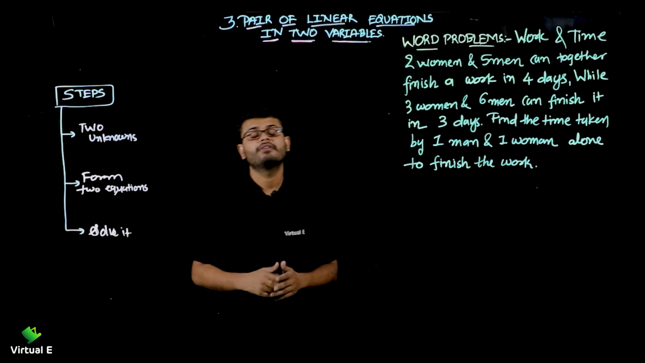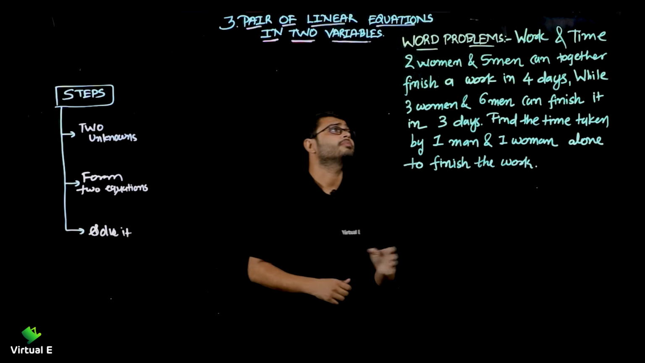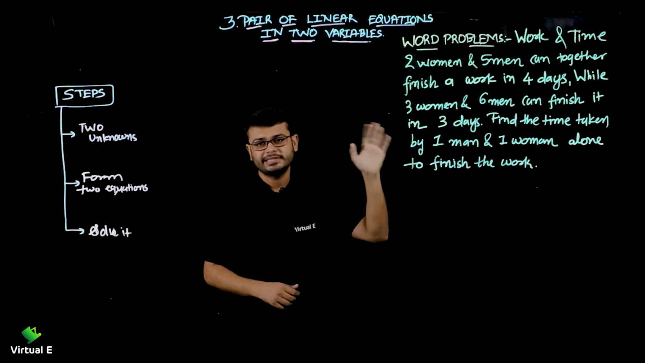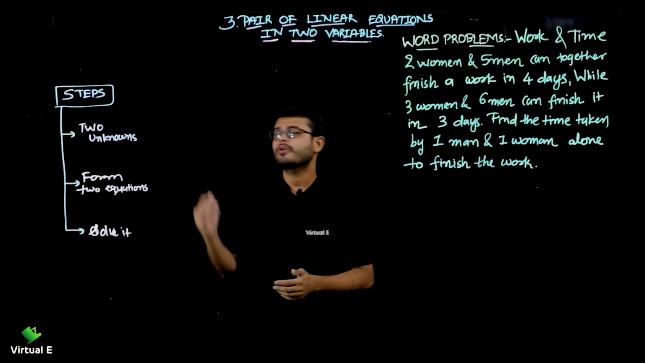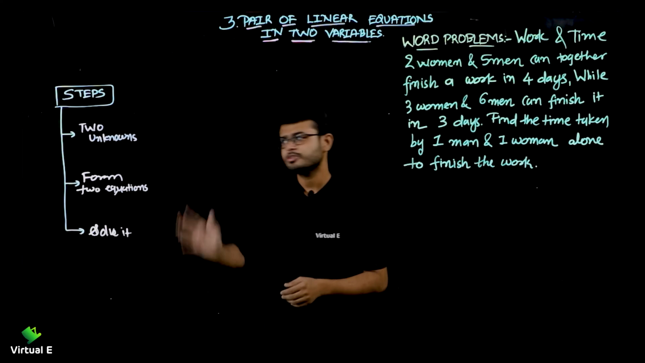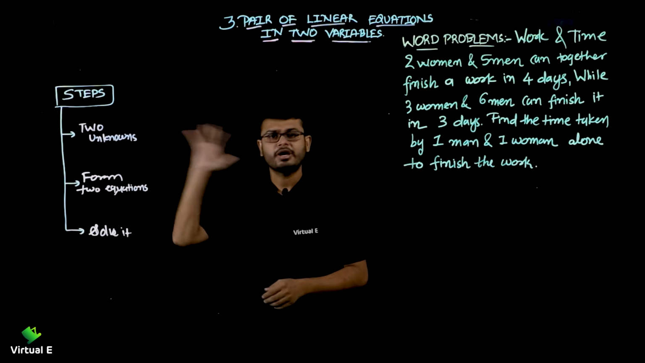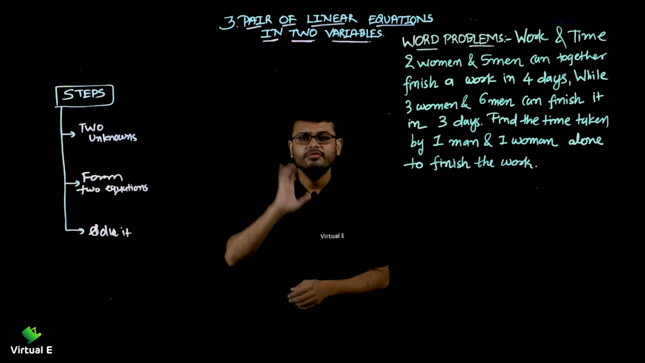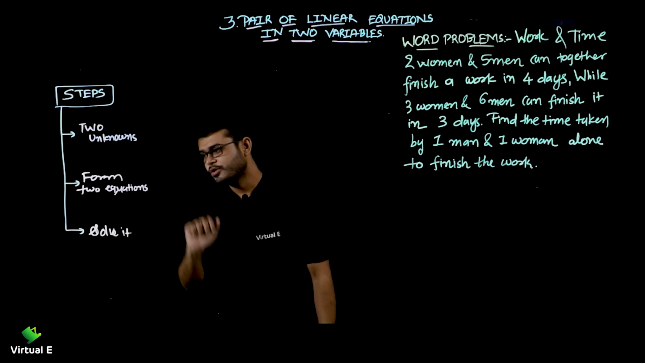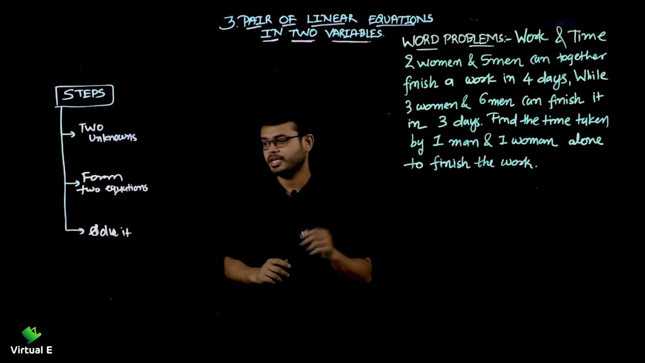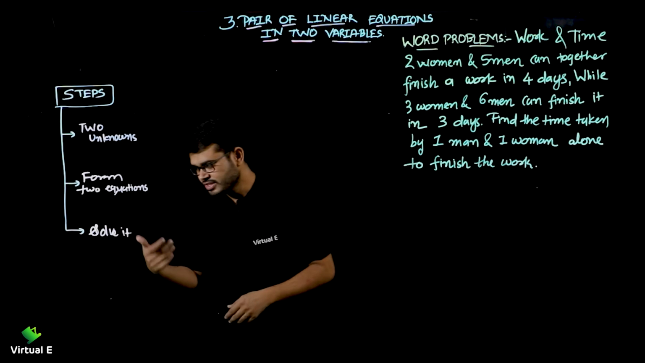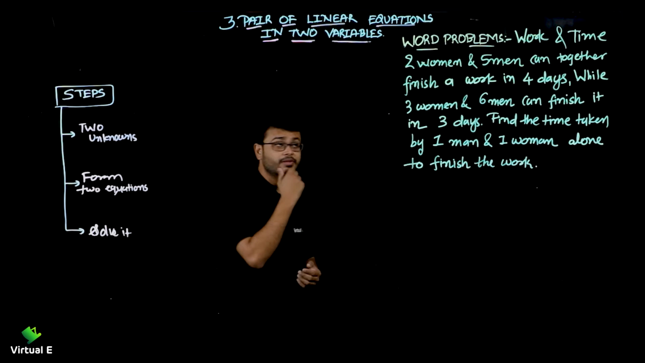In this session we are going to discuss word problems related to work and time. The steps we are going to follow are the same as in the previous question. Identify the two unknowns, that is, what we want to find. Next, form two linear equations in two variables, and finally solve them. So let's start with the problem.